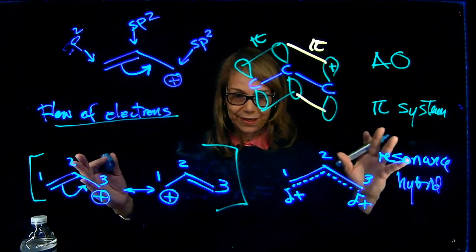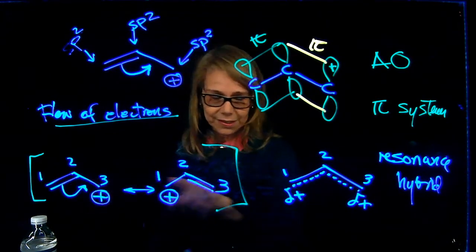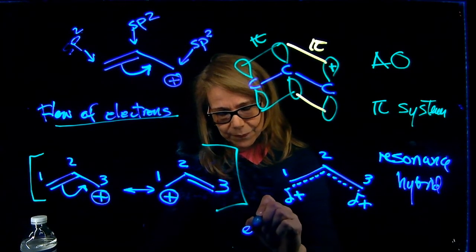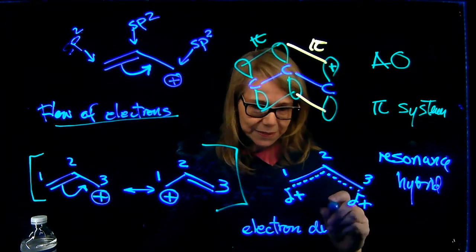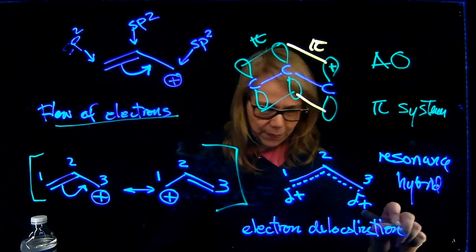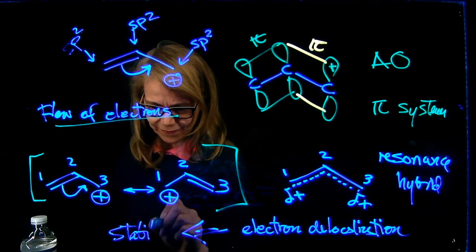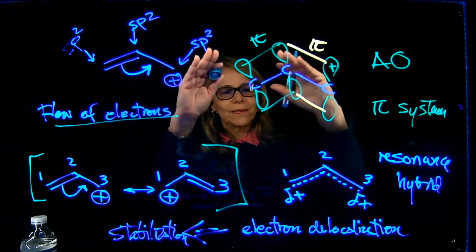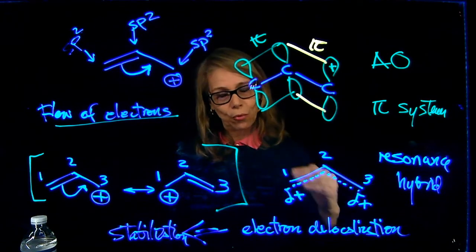And that is a better picture of what the molecule actually is. The charge is spread, the pi electrons are delocalized, and electron delocalization brings stabilization. I'm going to write it down: stabilization. And this is what the real molecule is like, or similar to that. So we're making a parallel between what we saw at the orbital level and the resonance structures.